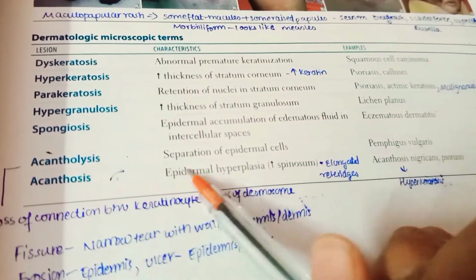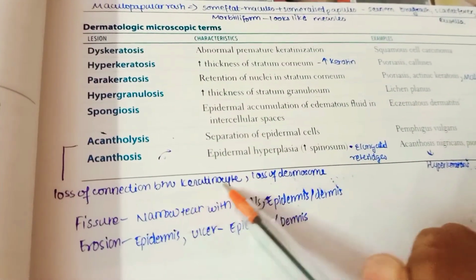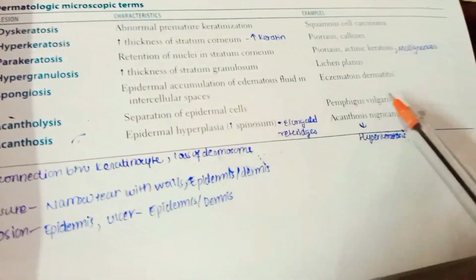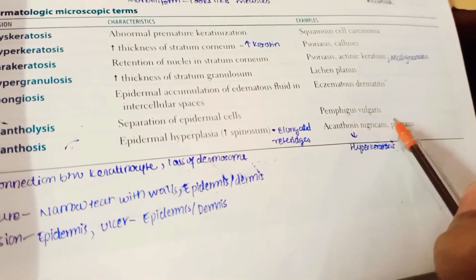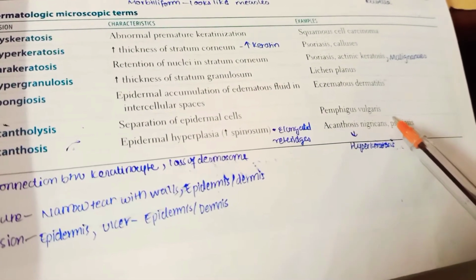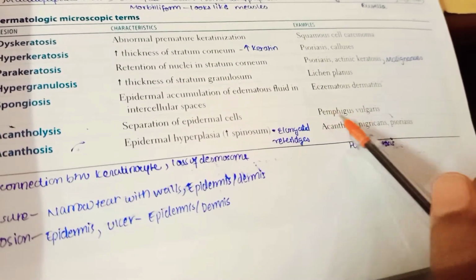Next, acantholysis. This is separation of epidermal cells, that is loss of connection between keratinocytes and loss of desmosomes. Because of that, there is acantholysis. Pemphigus vulgaris is an example of this. You remember pemphigus vulgaris, there are autoantibodies against desmoglein 1 and 3. So there will be loss of desmosomes.